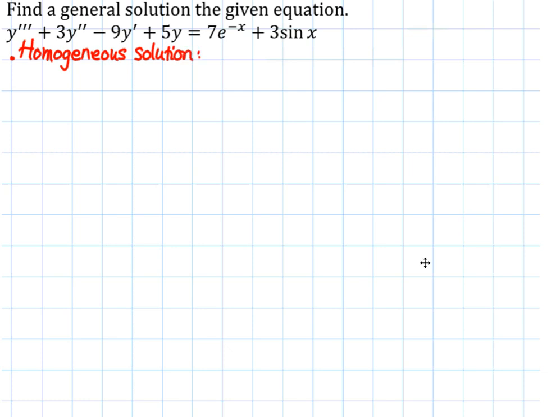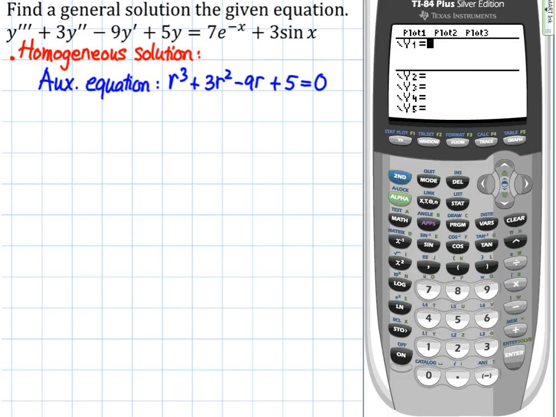For that, we have the auxiliary equation of the form, for the third derivative, r cubed plus 3r squared minus 9r plus 5 equal to 0. This is a cubic equation. I will use the calculator. Hit y equal to and enter the function.